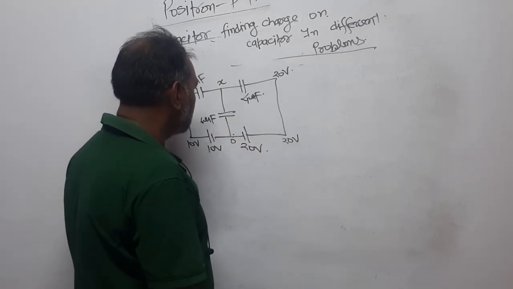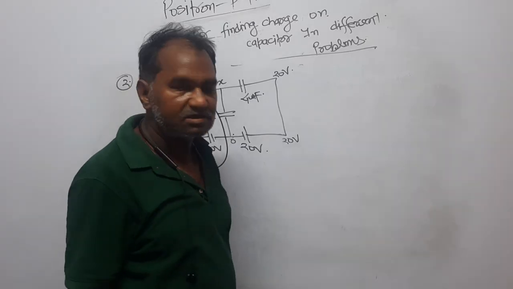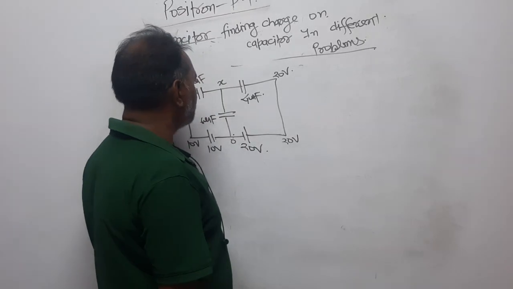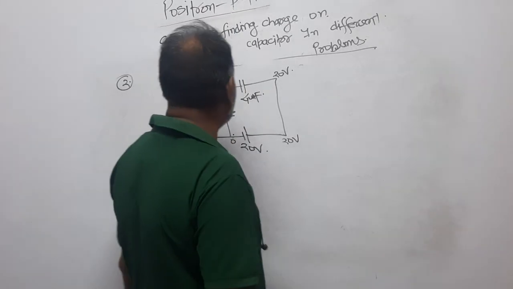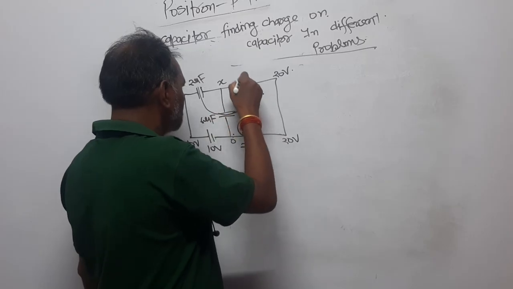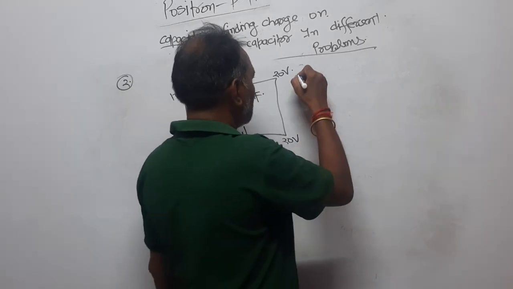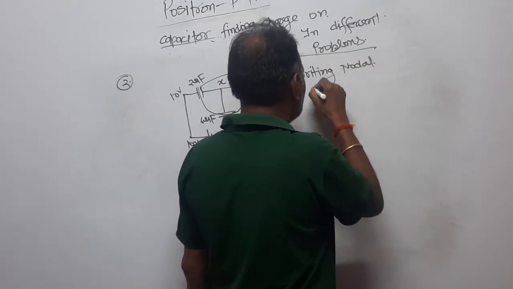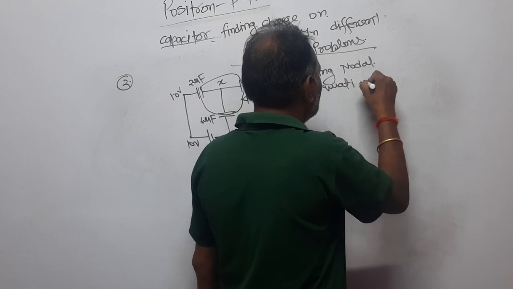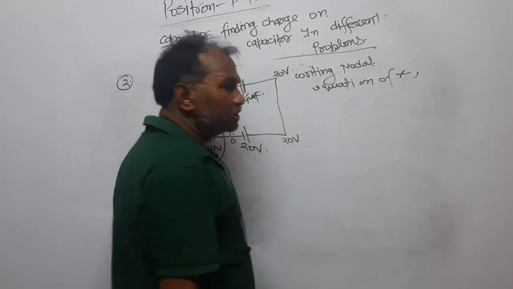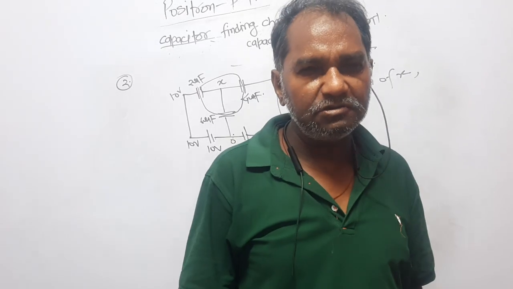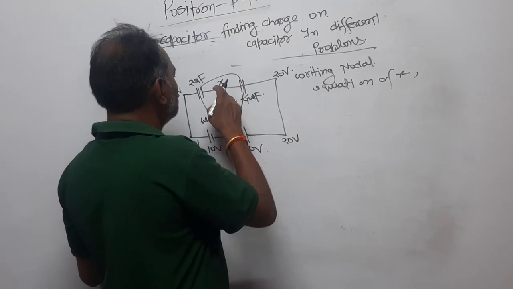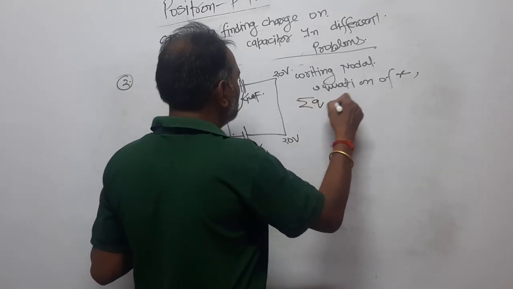Now dear student, if we are able to find the value of x, then we can easily find the charge on these capacitors. So for finding the value of x, I'm going to write the nodal equation for x. If you write the nodal equation, then you always have to suppose that x is at higher potential. So for this, what? Summation Q is equal to 0.